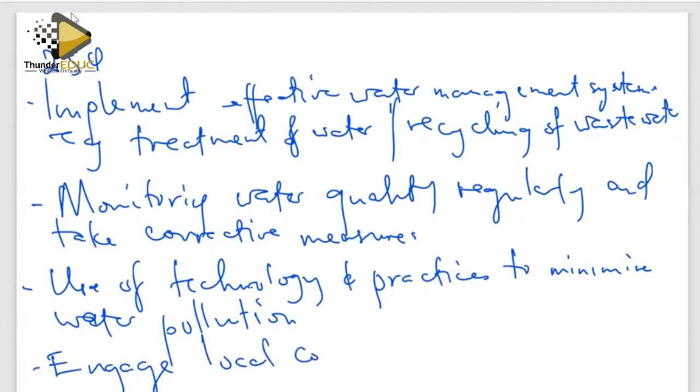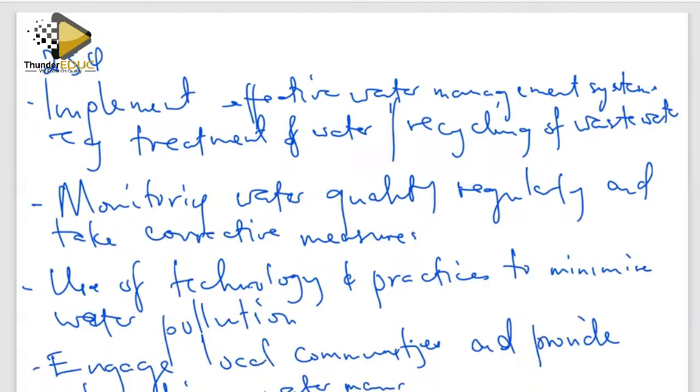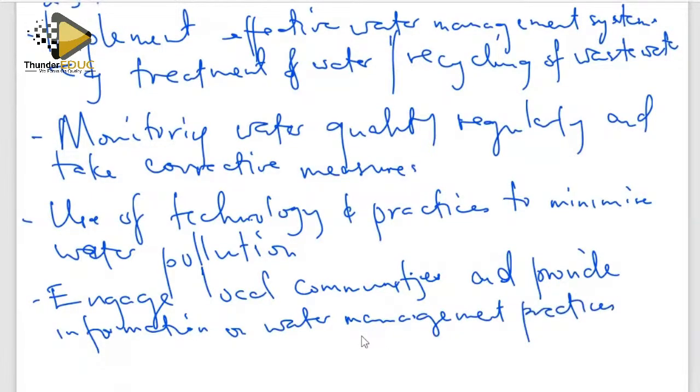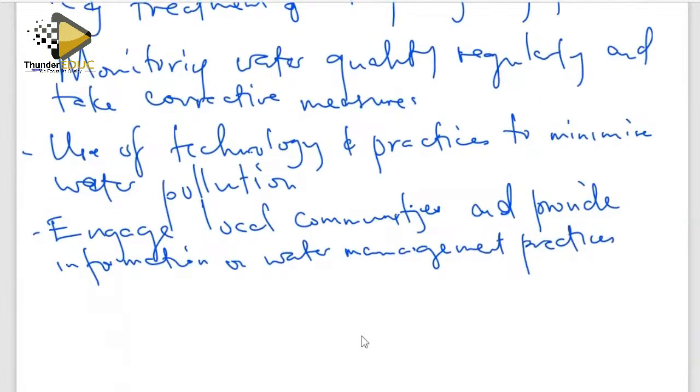They must engage local communities and provide information on water management practices. That is the other way that the companies can engage. They can engage local communities. They deal with the local community to find measures of how they can manage the water resources available and how they can sustain the available water resources.